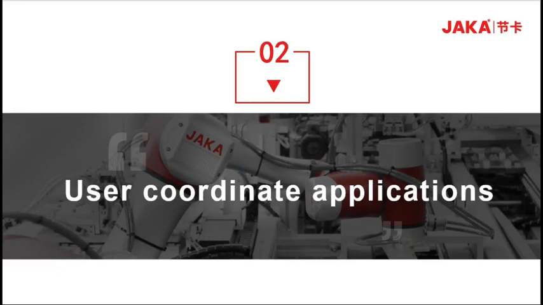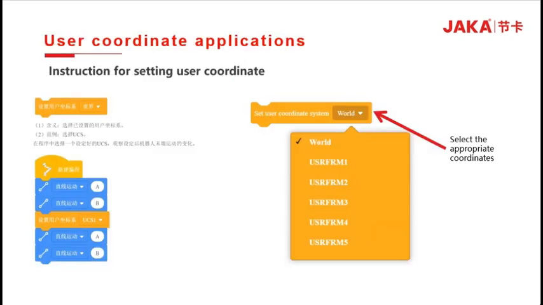The second part, user coordinate system programming applications. First, set the user coordinate system instruction. Select the user coordinate system that has been set. Click the user coordinate system drop-down list and select the world coordinate system or one of the 10 user coordinate systems that have been set.